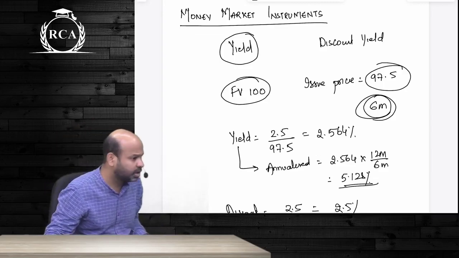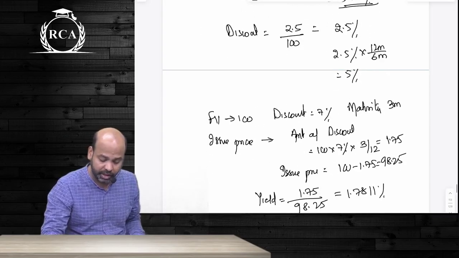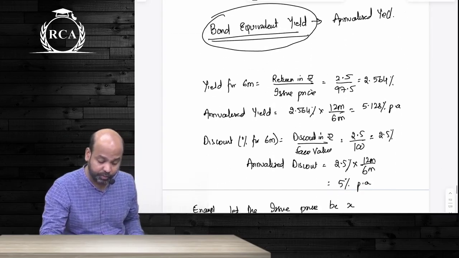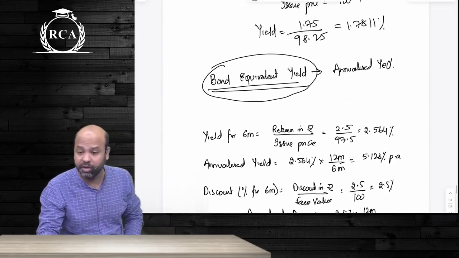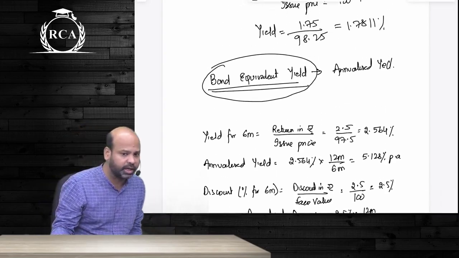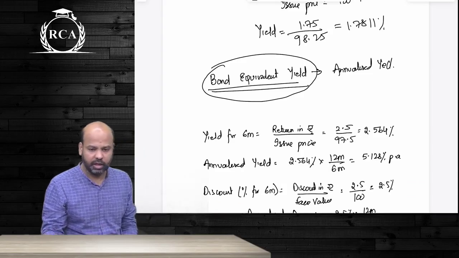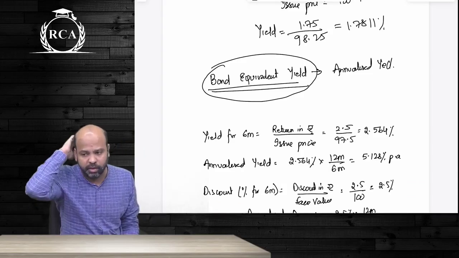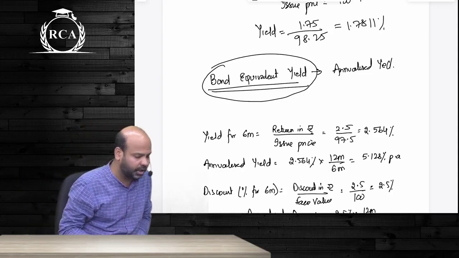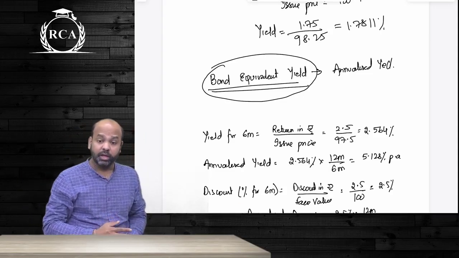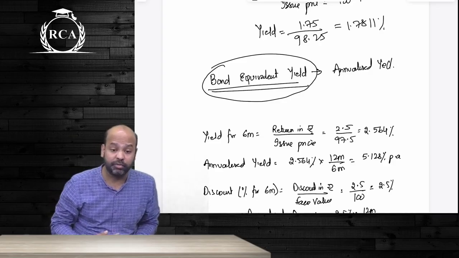Yes or no? After computation of yield and discount, I spoke about bond equivalent yield, the wording that we used in one of the questions. What is bond equivalent yield? Annualized yield. If they give us yield for 3 months, you will write into 12 divided by 3. That will become your bond equivalent yield. Nothing else, guys.